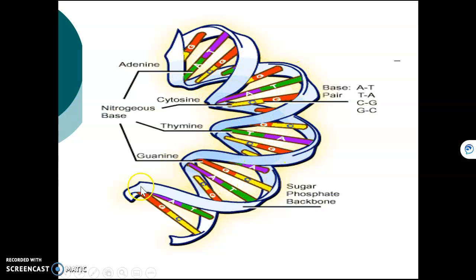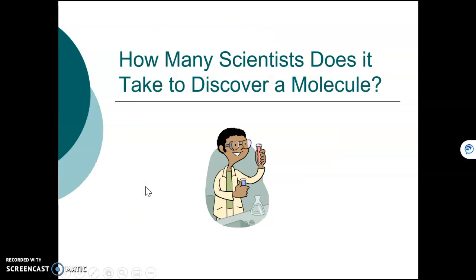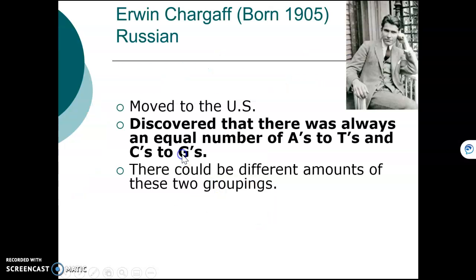That's that spiral shape. So how did we even figure all this out? It actually turns out DNA is pretty new science. It was not till the 1950s that we actually discovered the structure of DNA. But all this started with this Russian guy, Chargaff. Chargaff was born in 1905, and no, I don't expect you to remember that date.